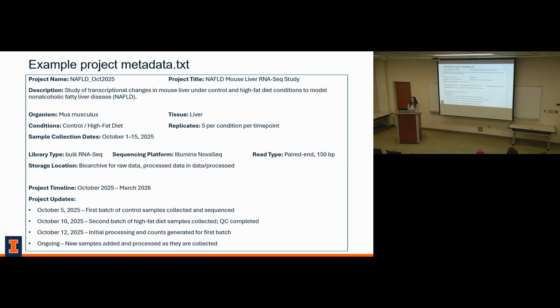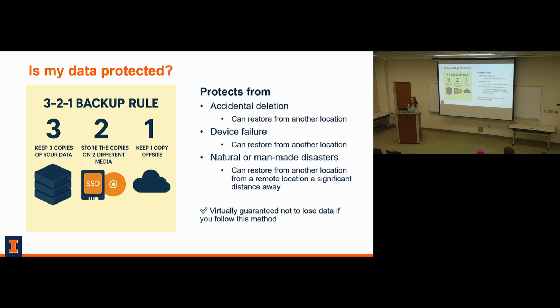Okay, so now we have talked about where your data is and how your structure should be organized. So the next question is: is my data protected? Here I would like to introduce the 3-2-1 data backup rule. That is, you want to keep 3 copies of your data on 2 different media, one of them offsite. This method helps to protect you from accidental deletion or device failure, because you can always have an extra copy of your data. And the off-site copy helps to protect from natural or man-made disasters. For example, if the building has a flood or is hit by a tornado, you can still get your data from a different location. If you follow this 3-2-1 backup rule, it virtually guarantees you will not lose any data.